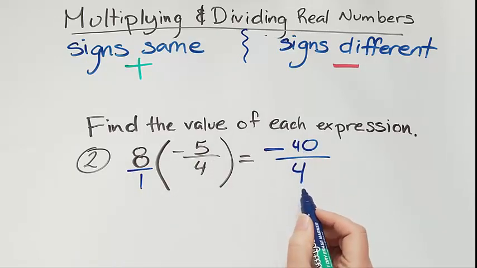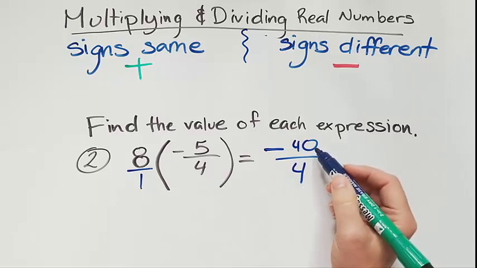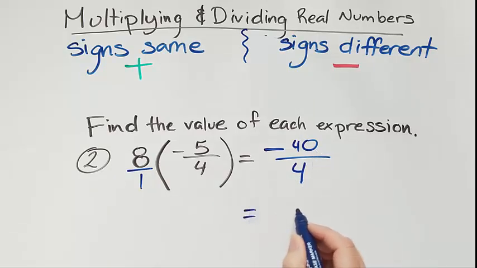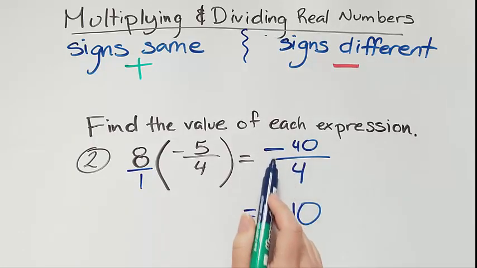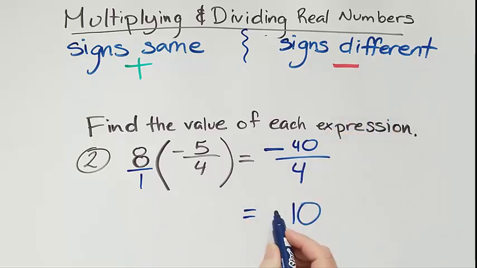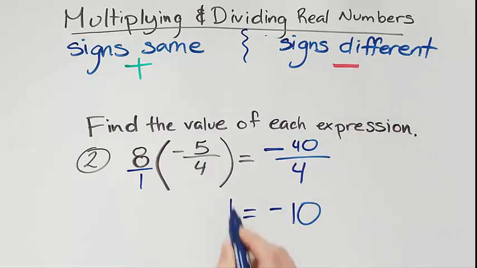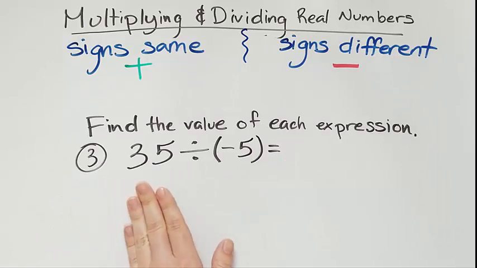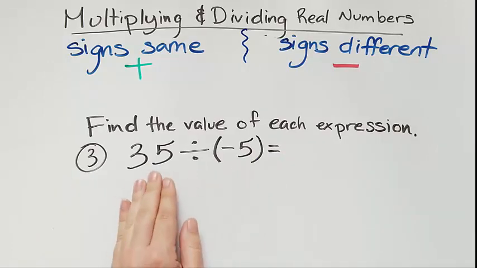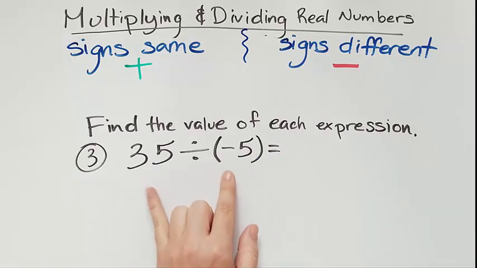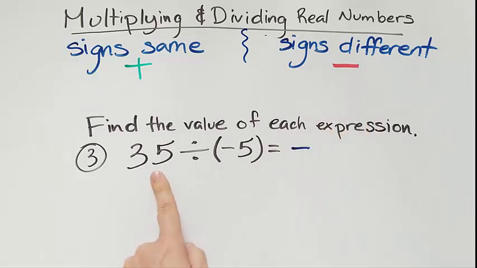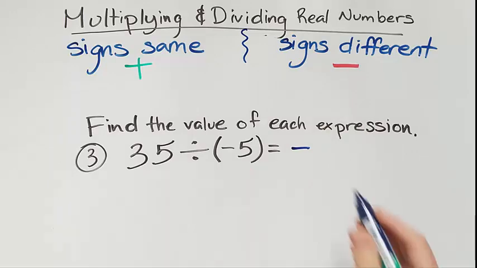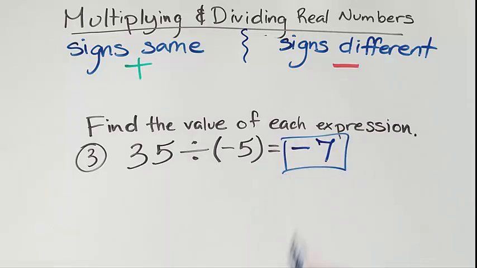But then I need to make sure that I simplify these. I know that 40 divided by 4 would give me 10, but you can't forget the sign. You have a negative divided by a positive. Two different signs, that's negative. So my answer is negative 10. Our next problem is 35 divided by negative 5. I have a positive and a negative. Two different signs means I have a negative answer. And then 35 divided by 5 is 7. So my answer is negative 7.